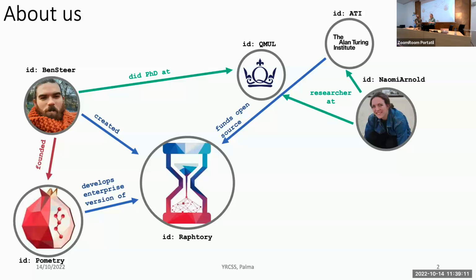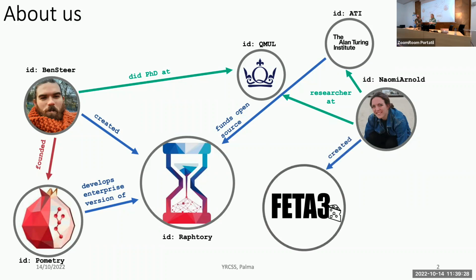My name's Naomi. It's really nice to be here. I also did my PhD at Queen Mary University of London in the networks group there, which is where I met Ben. I'm now doing a postdoc with Queen Mary University and also the Alan Turing Institute. During my PhD, as part of my main project, I developed a code base called FETA, which I'll tell you a little bit more about in a second. And right now in the postdoc, I'm developing and using Raphtory for some research use cases as well.